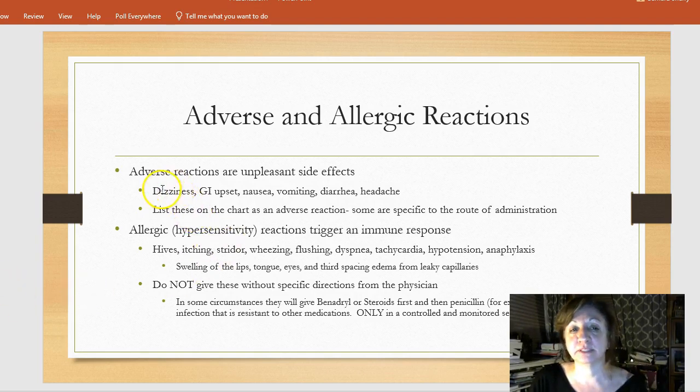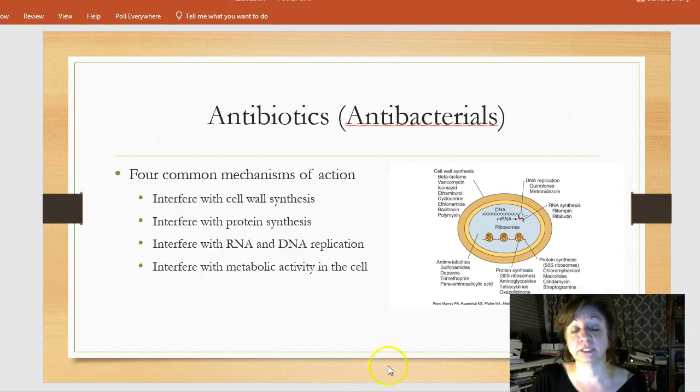So look at some of these adverse reactions: GI upset, nausea, vomiting, diarrhea, headache, allergy reactions, hives, itching, stridor, wheezing. I mean, these can be severe. So if they have a documented history of having an allergy, then we would avoid that antibiotic, of course. And that sometimes limits what we can give them. So now we have a shorter list of things.